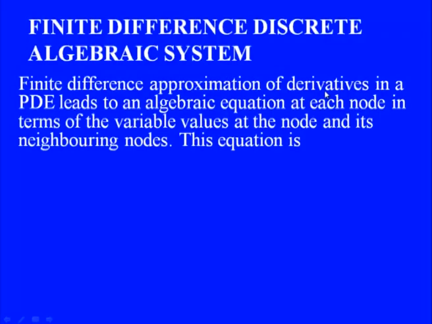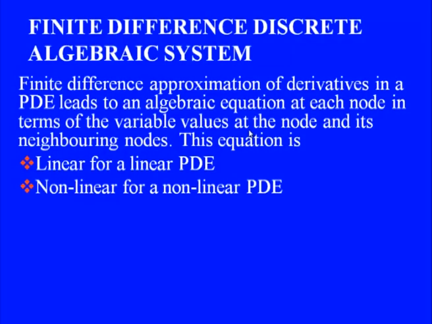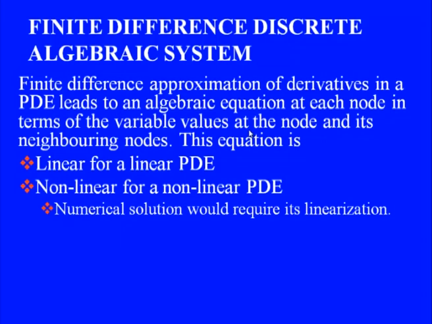So finite difference approximation of derivatives in a partial differential equation leads to an algebraic equation at each node in terms of variable values at the node and its neighboring values. So we can write this equation by noting its form. This equation would be linear if the partial differential equation were linear, that is, all its coefficients of derivatives were fixed numbers, and this equation would be a non-linear equation if the partial differential equation were non-linear.